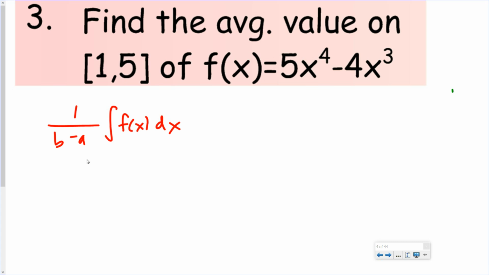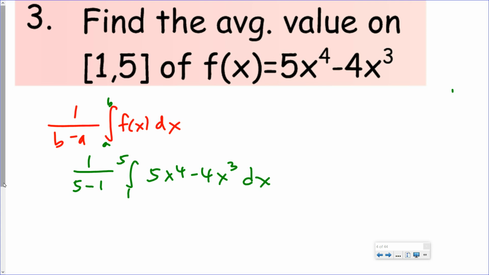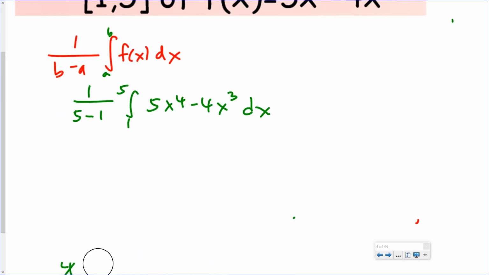All right, so let's go ahead and plug it in. What's my a and what's my b? 5 minus 1. Okay, I forgot my limits here. This would also go from a to b. So this will go from 1 to 5 of 5x to the 4th minus 4x cubed, dx. All right. Let's go ahead and try to integrate this by hand. Okay, I'm going to add 1, divide by 5, so that's x to the 5th. Add 1, divide by 4, so that's x to the 4th, from 1 to 5. And when I'm done, I'm going to multiply everything by 1/4.